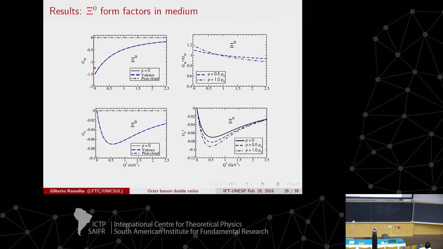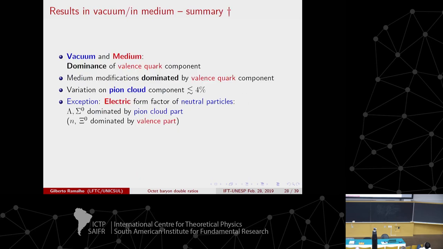I can summarize the main properties of these results. In both vacuum and medium, we have a dominance of the valence quark component, and in the extension to the medium, we also have dominance of the valence quark component. In general, the variation associated with the pion cloud is less than 4%, with the exception of lambda and sigma zero. For the electric form factor of these particles, they are both dominated by the pion cloud part.